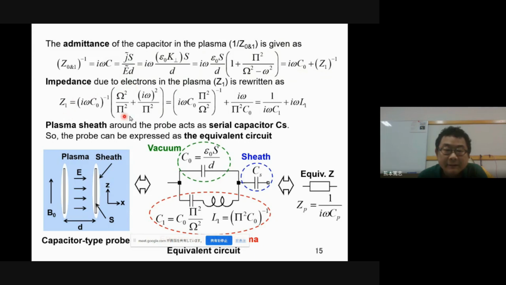And impedance Z1 is expressed as this equation, and this is equal to the impedance of the serial circuit of C1 and L1. And a plasma sheath is formed around the probe like this, and acts as a series capacitor CS. So the probe can be expressed as this equivalent circuit composed of C0, C1, L1, and CS. We can consider the probe extended in the plasma by using this equivalent circuit.